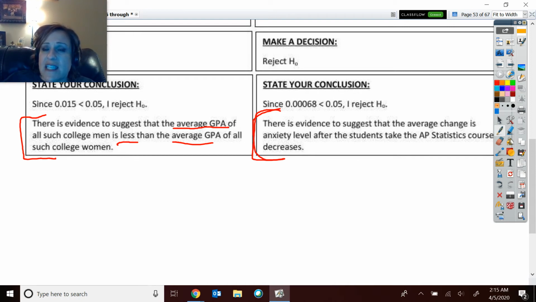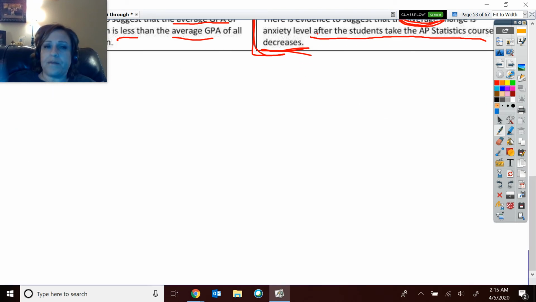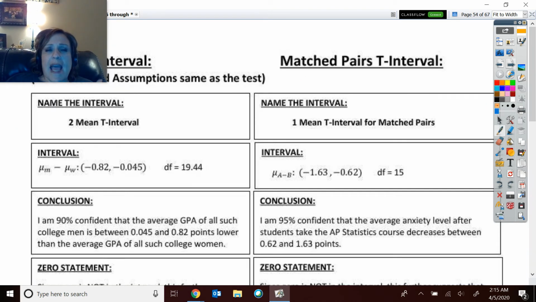But let's look at how this is written out and discussed differently. There is evidence to suggest that the average change in anxiety level after the students take the course decreases. The average change decreases. Not every single person did it decrease. A couple of people, it stayed the same, and one person, it even increased. So when you make conclusions, it's about averages, not individuals. All right. Now, let's take a look at how this would go in an interval.